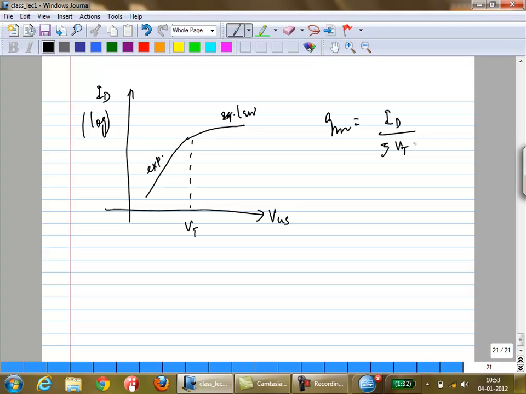GM is nothing but ID over zeta Vt. For bipolar it is IC over Vt. Here it's less, obviously, because zeta is greater than 1.